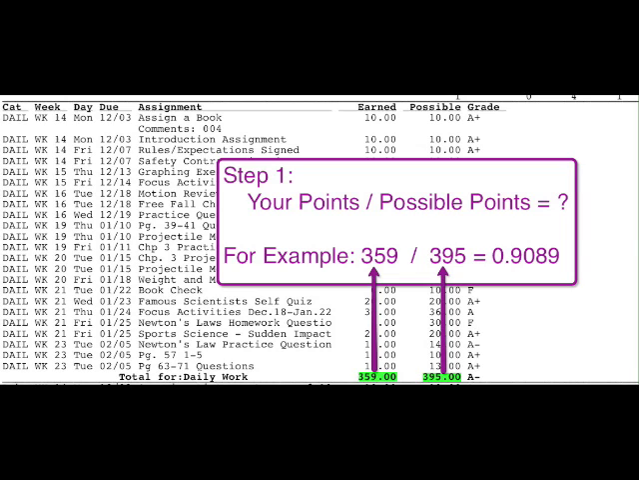Let's go back to the classwork and homework section. Here, you will calculate the total percentage you have earned towards the 25% possible. First, take your points earned and divide it by the total possible points. For example, this student has earned 359 points out of 395. Dividing those two numbers, we get 0.9089.